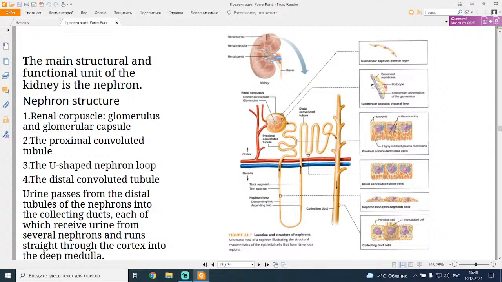You see the structure of cells in every part of the nephron. This is epithelium. For example, epithelium of proximal convoluted tubular cells. These are distal convoluted tubular cells in the distal convoluted tubulus. And the structure of the collecting duct, what you see, epithelium, which forms the collecting duct.